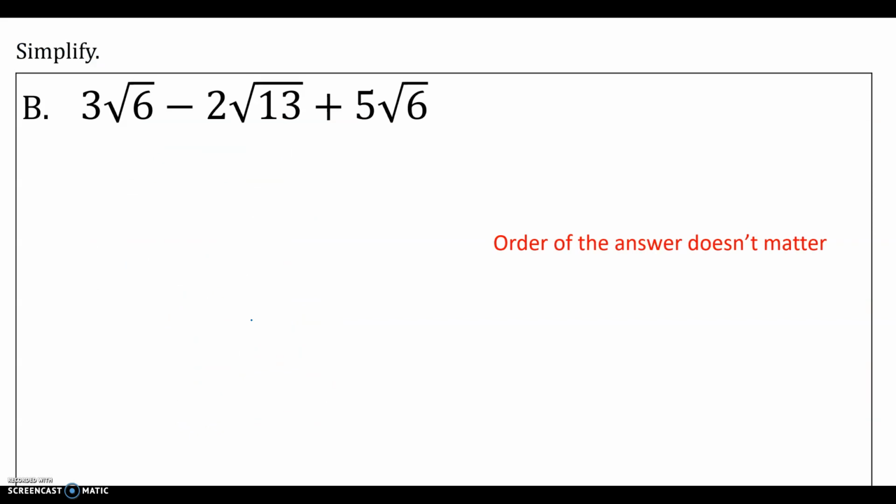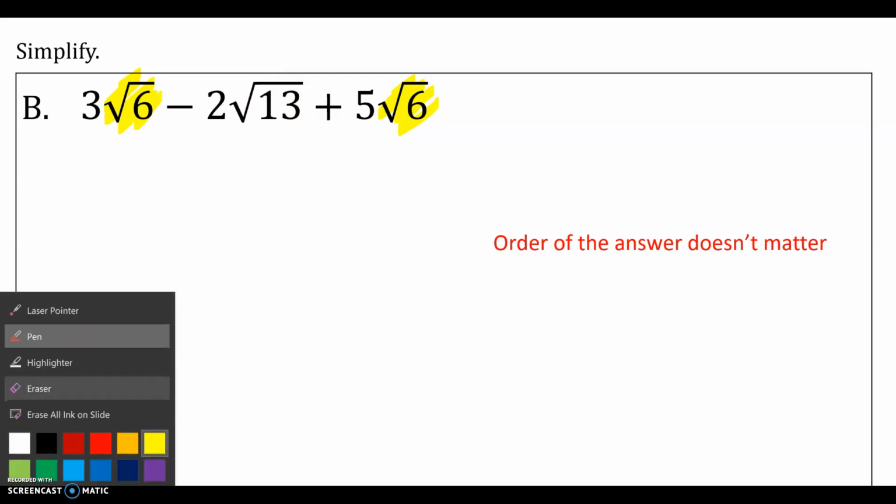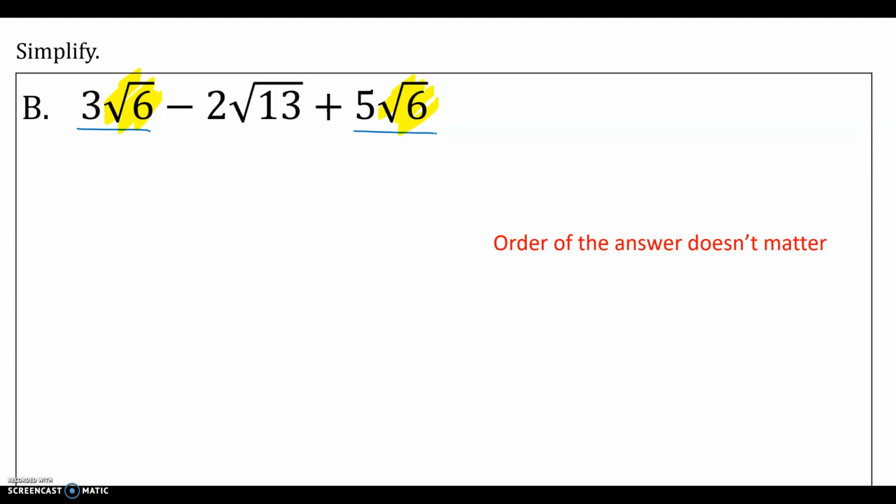So let's look at B. If you look at B, you see a radical 6, a radical 13, and a radical 6. Now, we have a slight problem because they're not all the same. But I do see that you have 2 of them that are the same. So I'm going to go ahead and just erase this one because these 2 are the same. And note over here that the order of your answer doesn't matter. It won't matter which radical you put in the front or the end of your answer.